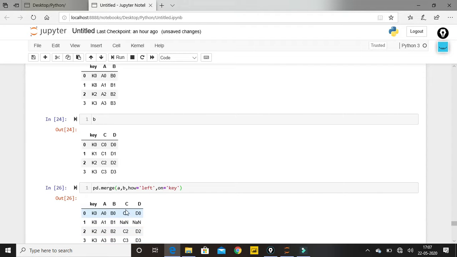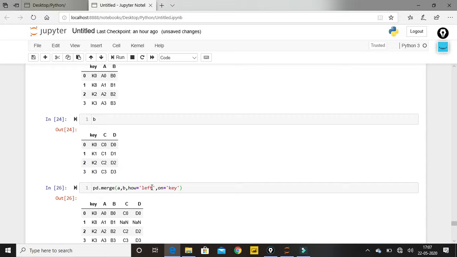Now coming to C, D, it will only contain what was common, like K0. K0's C, D was C0, D0, so it is present over there. Now coming to K8, K8 is not present in my second data frame B, so it is giving me NaN values, and K2 and K3 are common, so it is giving me those values. And K1 is not there. Why? Because it is in my right data frame, so it is not giving me the key K1.